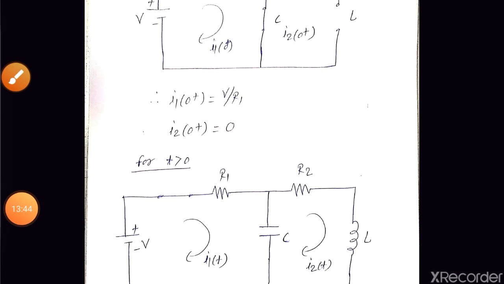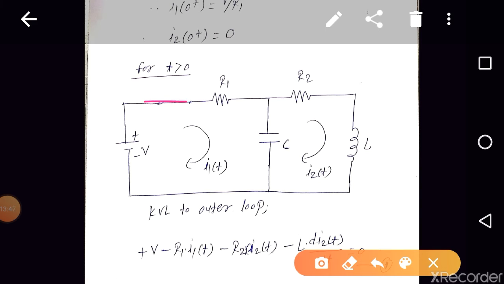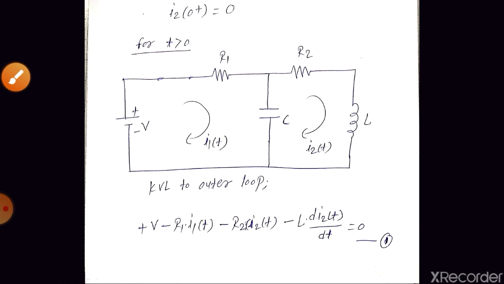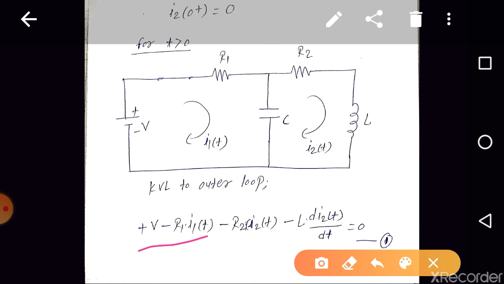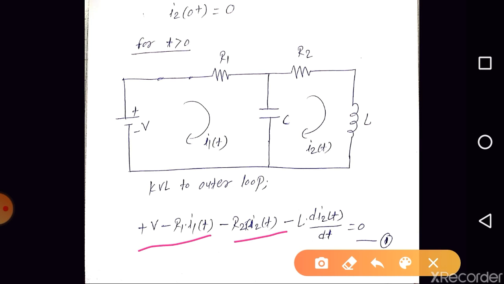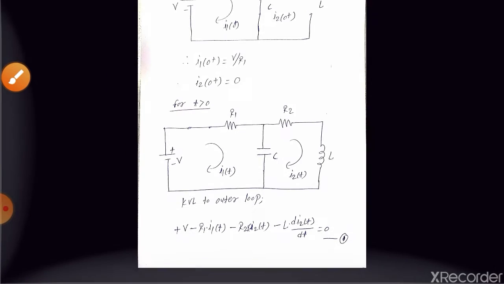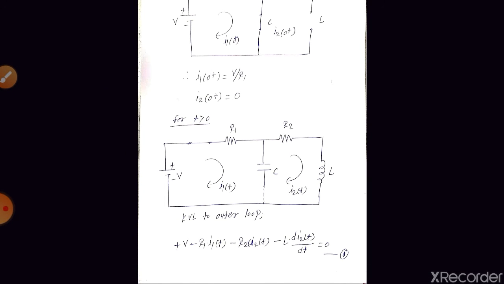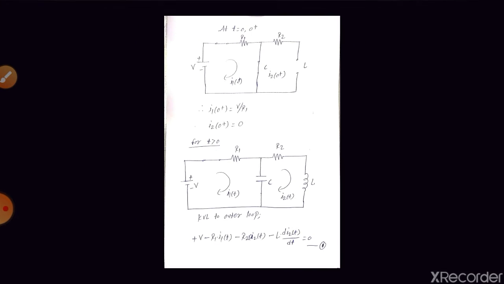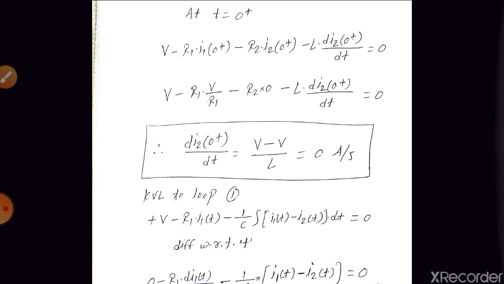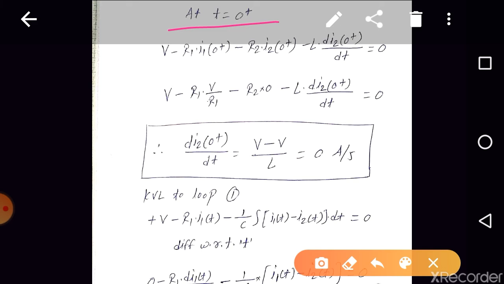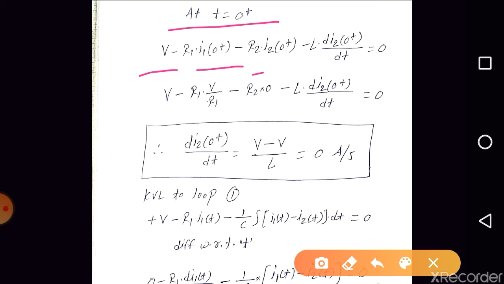Next, for t greater than 0, yes, switch is closed, capacitor will act as a capacitor, inductor will act as an inductor. Can we apply KVL to the outer loop? Yes, it is plus V minus R1 into I1 of t minus R2 into I2 of t minus L into di2 of t by dt, right? Next, further at t is equal to 0 plus, yes, we can simplify the equation, right? So it is V minus R1 into I1 of 0 plus minus R2 into I2 of 0 plus minus L into di2 of 0 plus by dt is equal to 0, right?